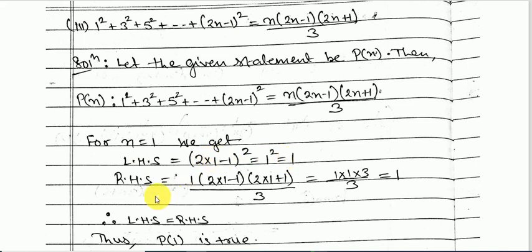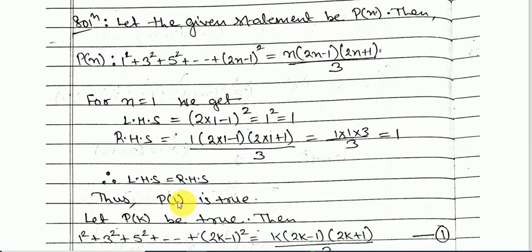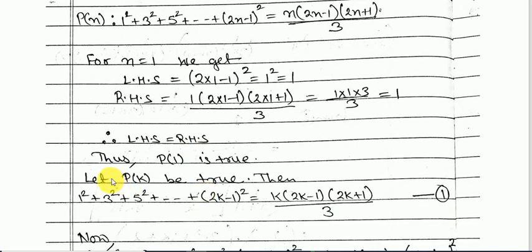Here we are getting 1. Then right hand side, bring it over here, replace n by 1. See how much you are getting. 1. So here you observe that LHS is equal to RHS. So thus we have shown that the statement is true for n equal to 1. Okay, for natural number n equal to 1, the statement is true. Now what we'll do is we will assume that the statement is true for n equal to k. So we'll write let Pk be true.